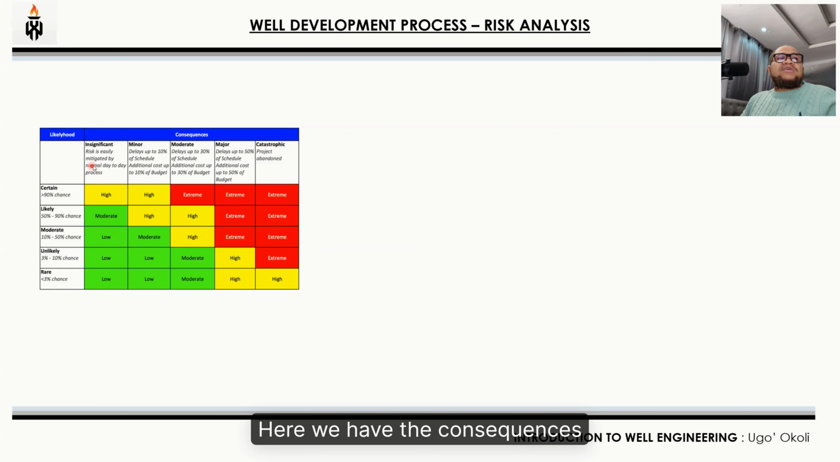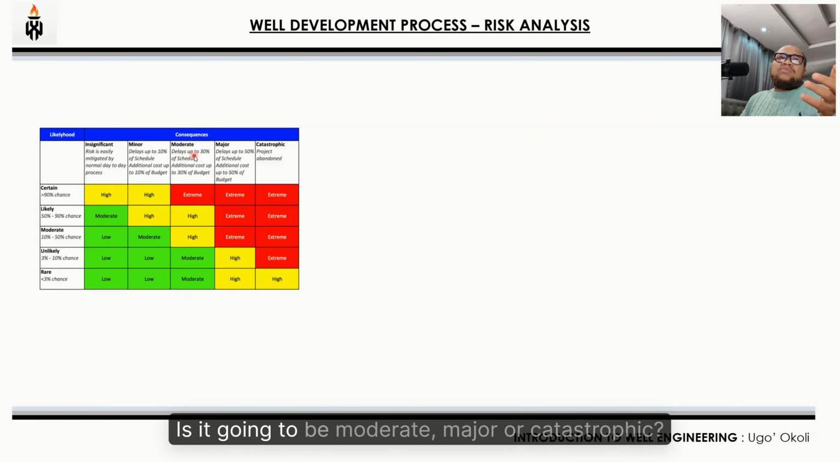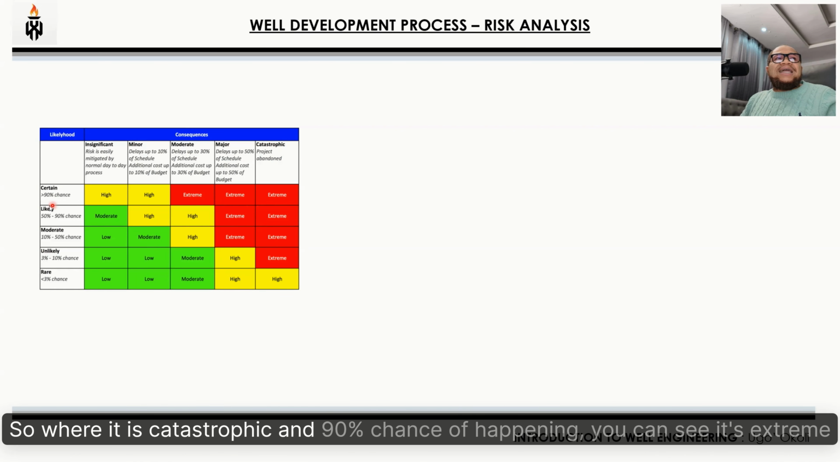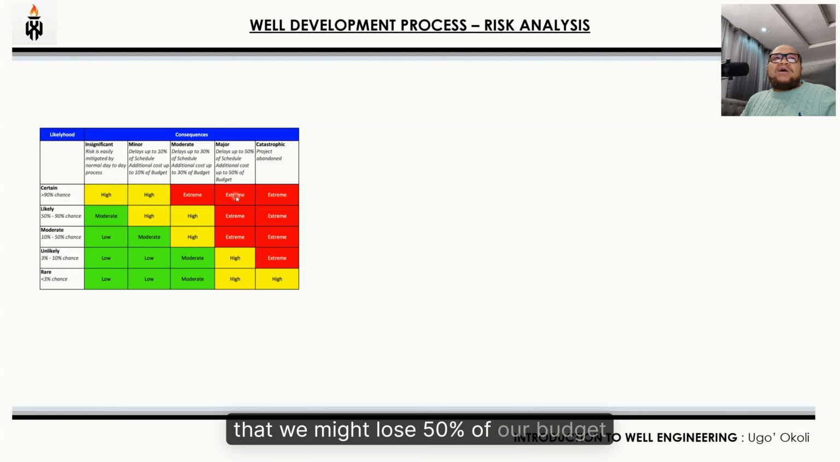Here we have the consequences. Is it going to be insignificant? Is it going to be minor? Is it going to be moderate, major, or catastrophic? So where it is catastrophic and 90% chance of happening, you can see it's extreme. And it's possible that that project might be abandoned because of that thing happening, or that we might lose 50% of our budget. We also consider that as extreme.